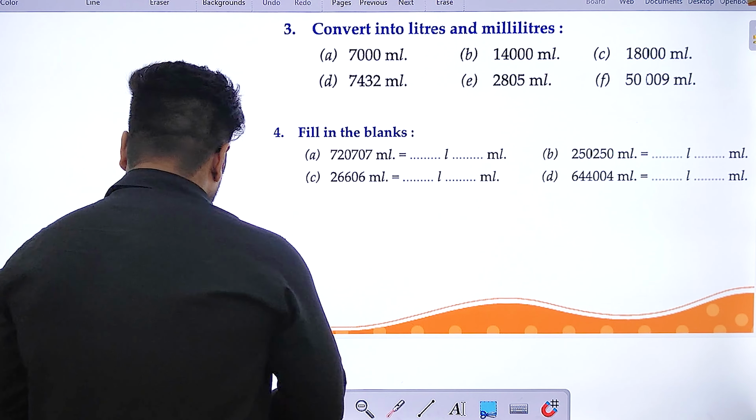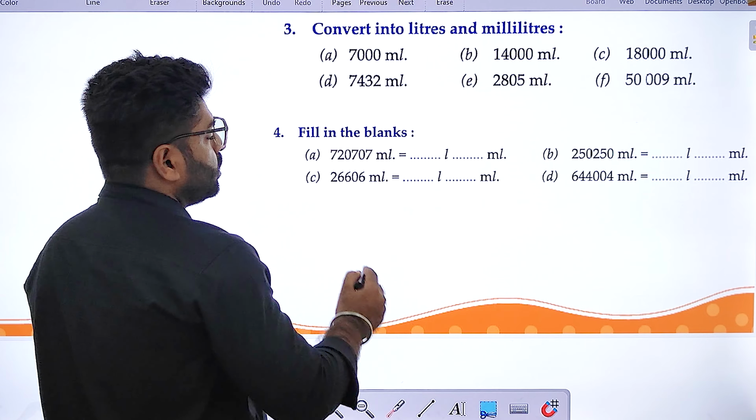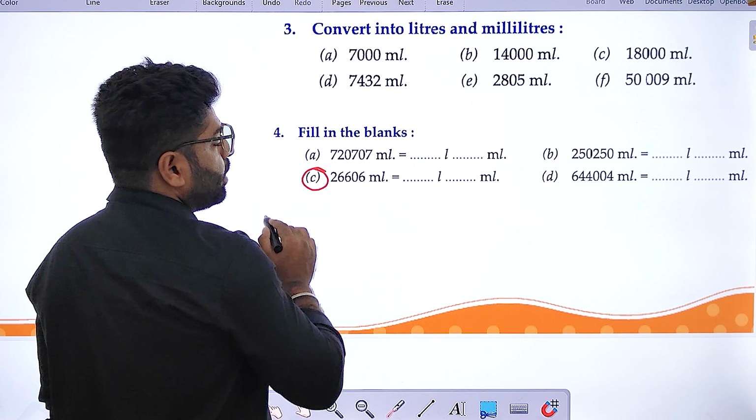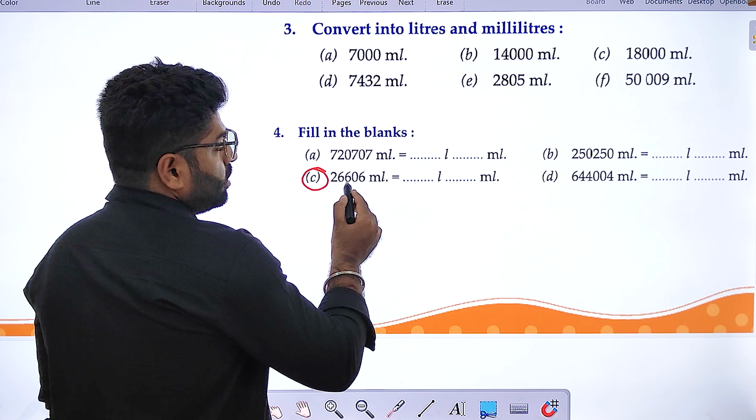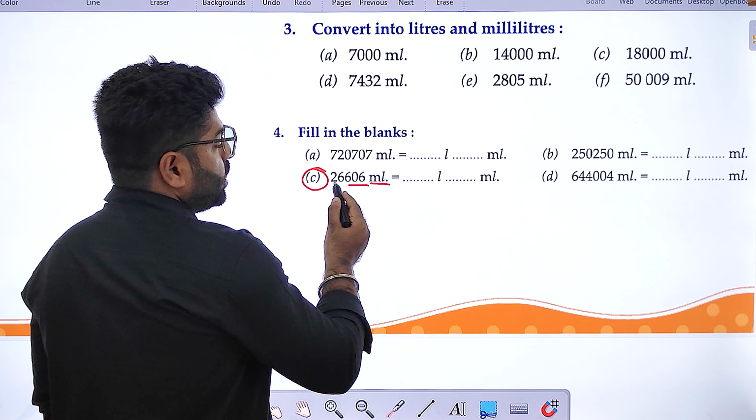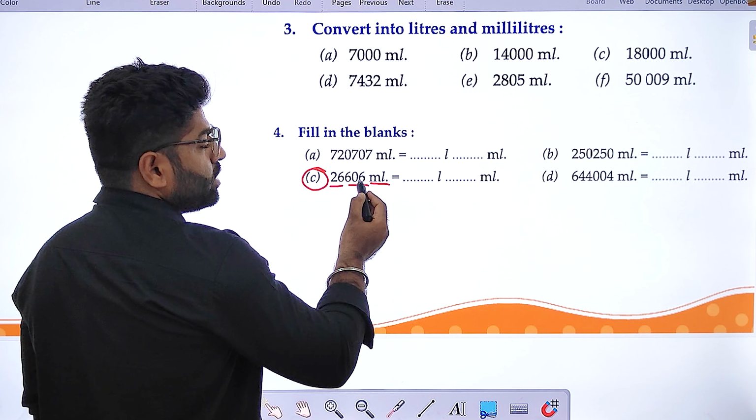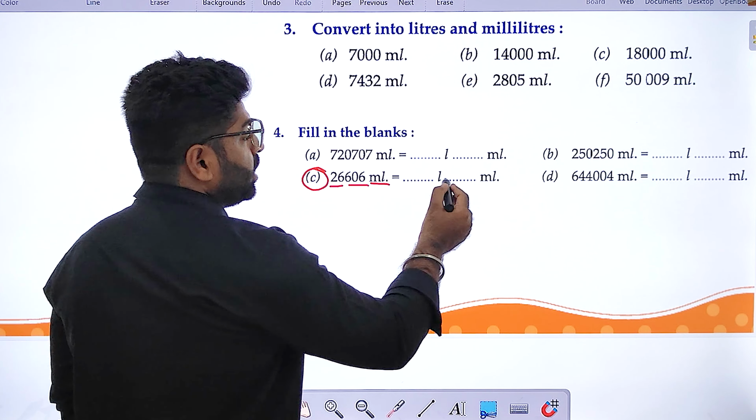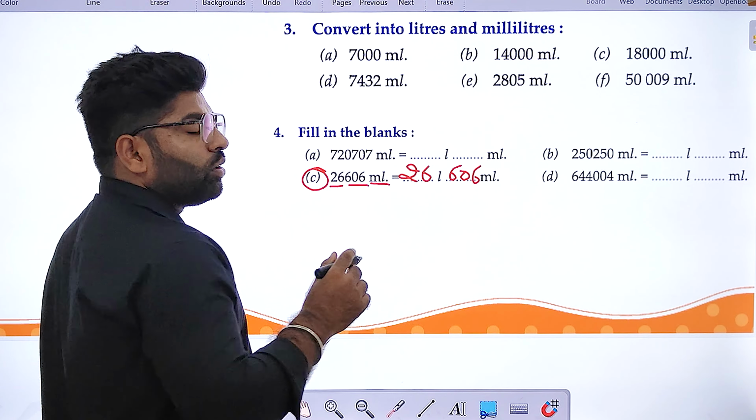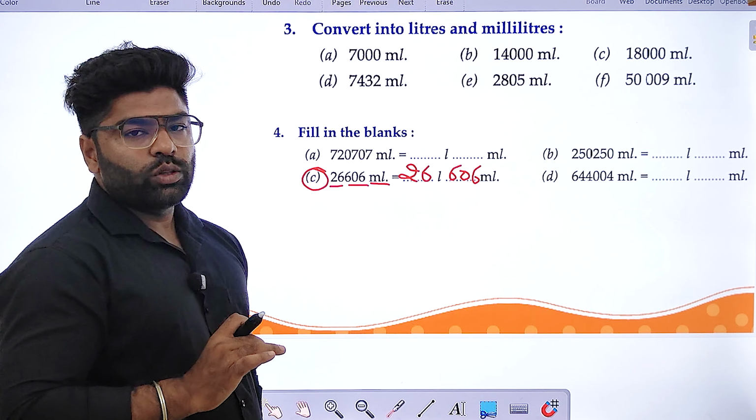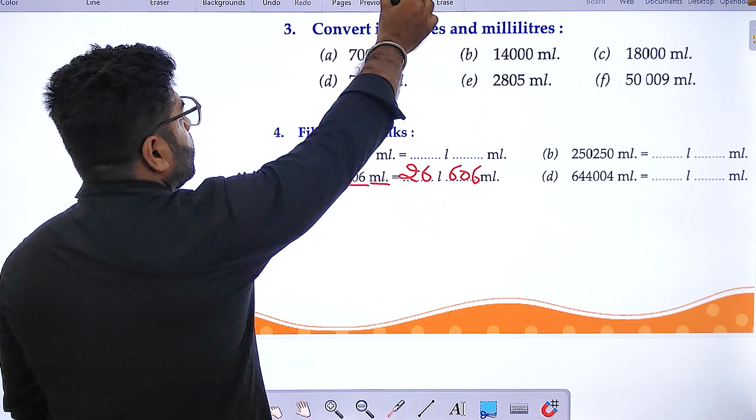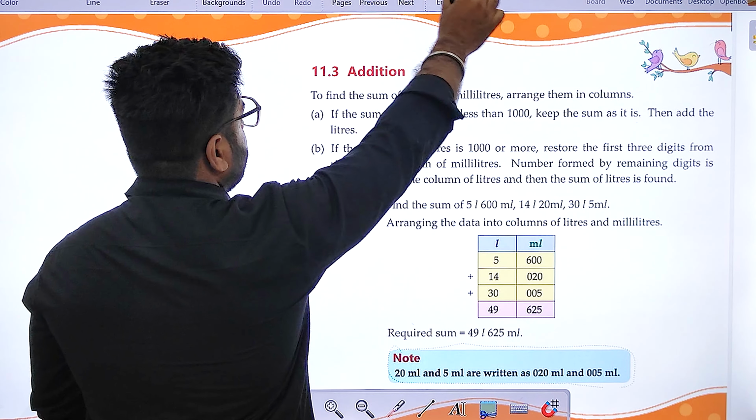Next we are having question number 4, fill in the blanks. Let's pick C part. This is milliliter and 26,606 milliliter. So the last three digits are for milliliter, and the other part is for liter. You can also convert this like this also.